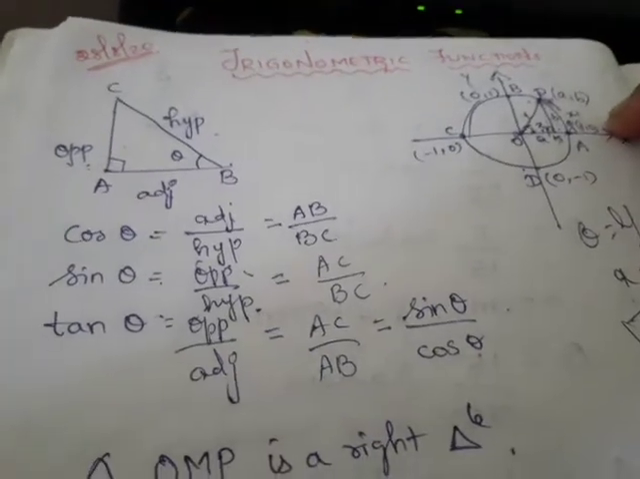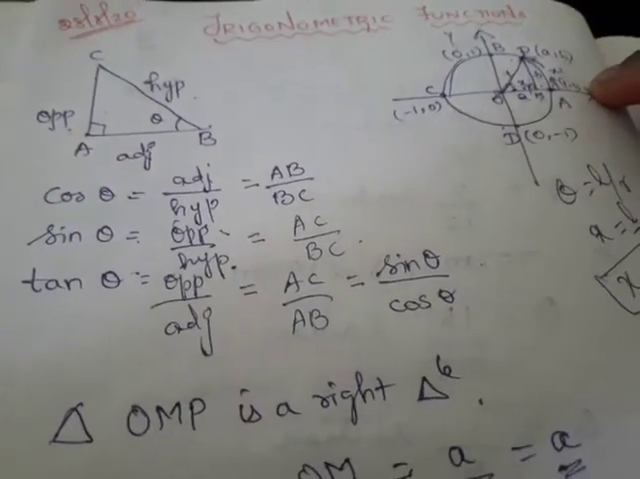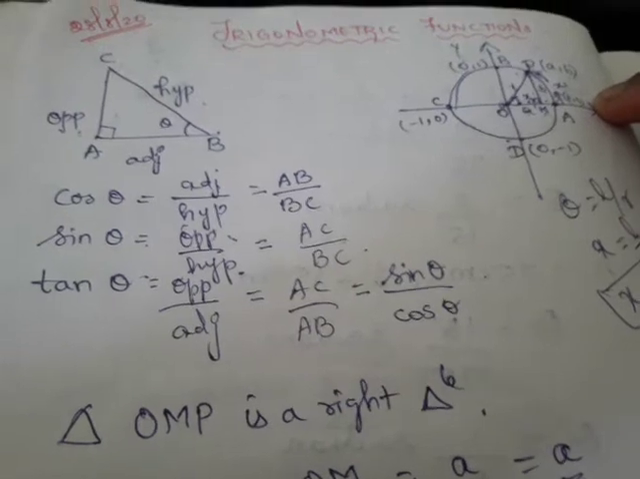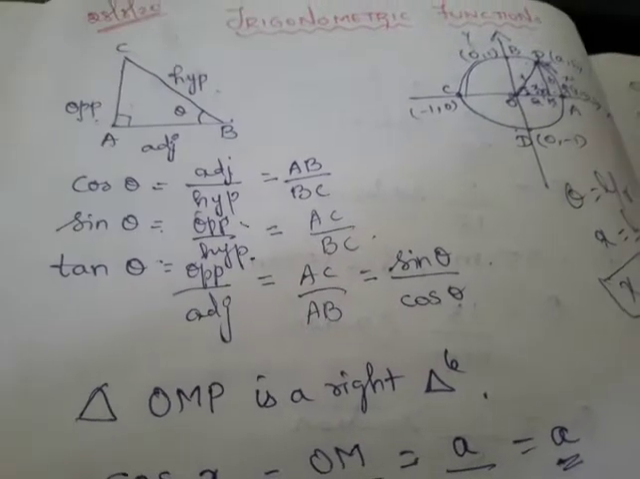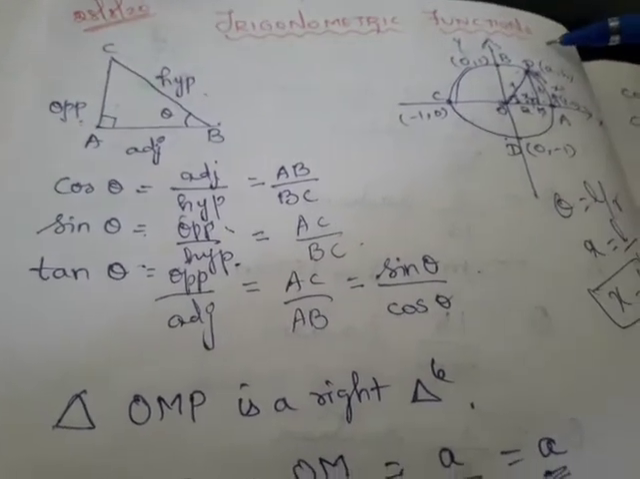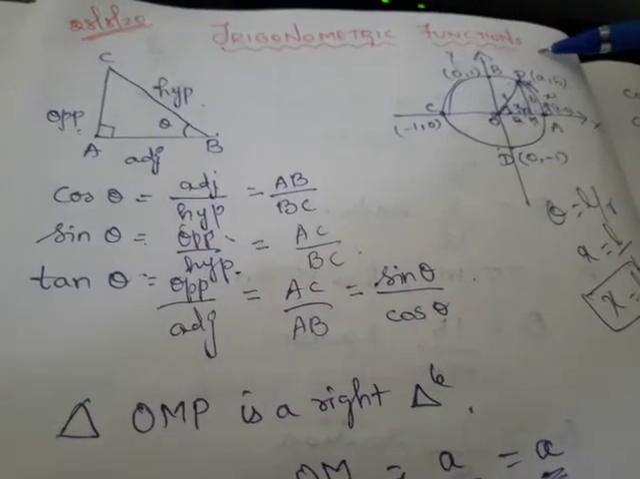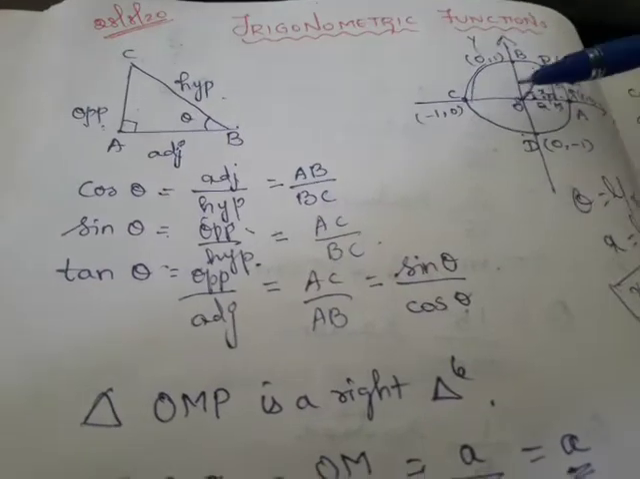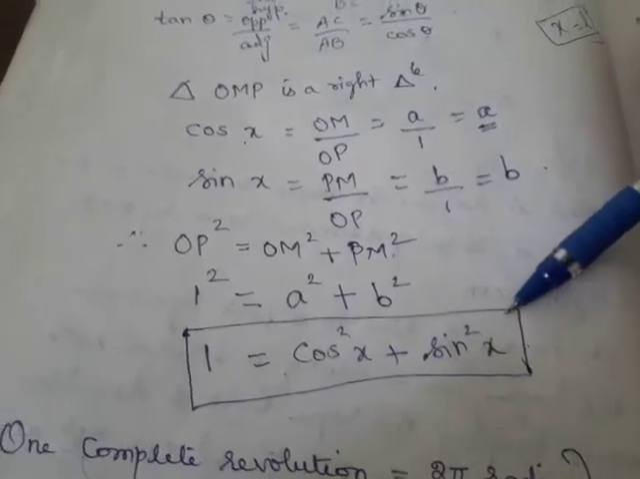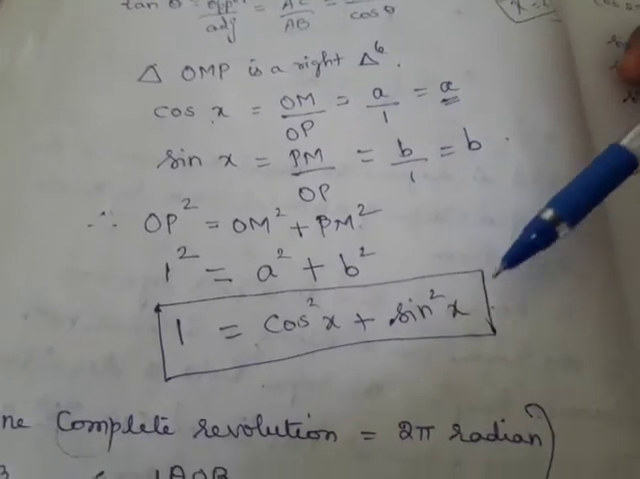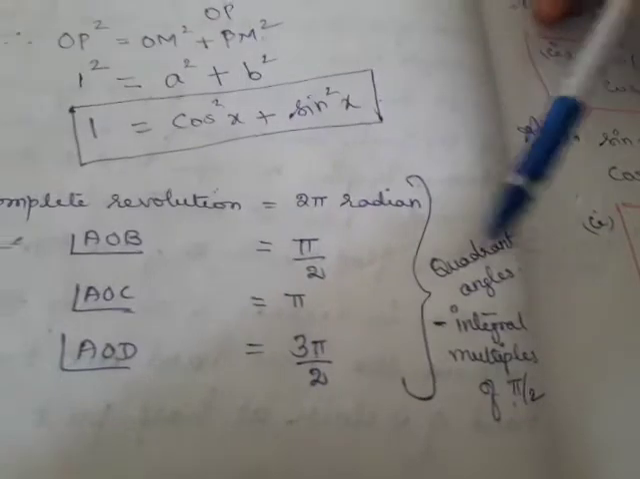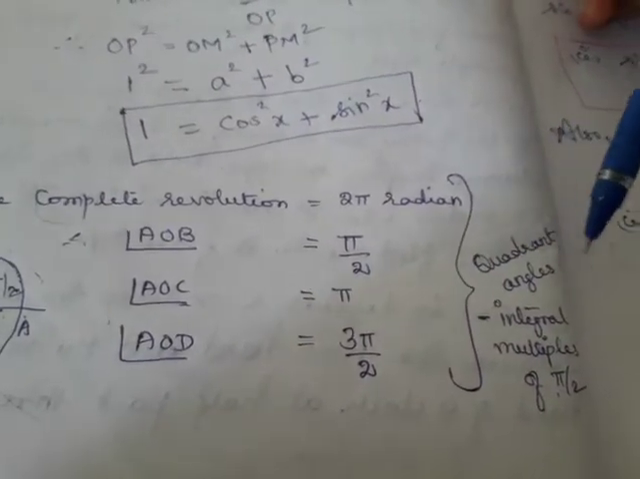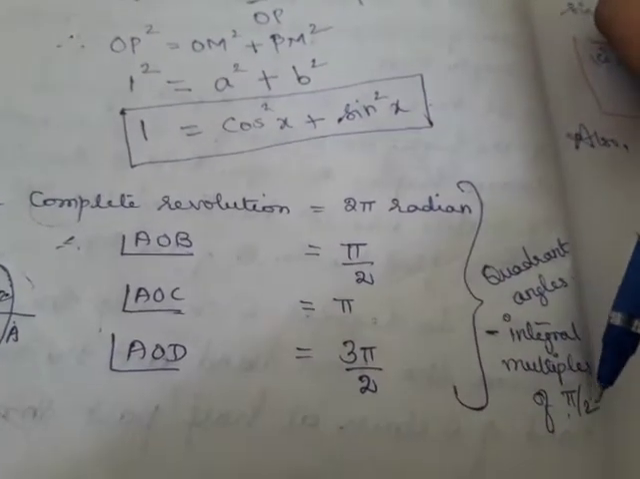Hello students, before we get into today's class, let us do a quick recap of what we learnt in last class. We started learning about trigonometric functions and we extended all the trigonometric ratios to all angles in radian measure. Then we derived a basic identity in trigonometry, cos square x plus sin square x equals 1. Then we learnt about quadrant angles, which are integral multiples of pi by 2.